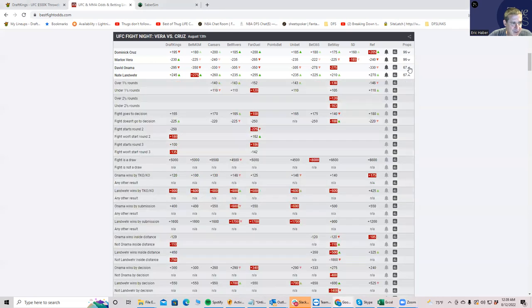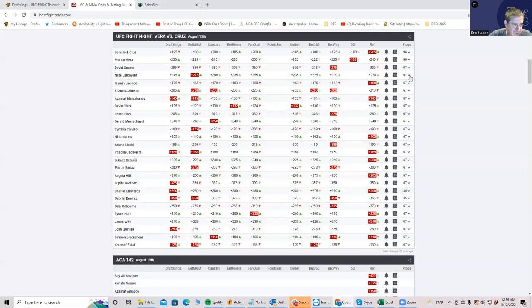In addition to that, you have an inside the distance prop, which is really strong. Fight doesn't go to decision, -225 in total. But more to the point, you have Onama, who's basically -120 to finish inside the distance, which is very, very strong. Now, you have a couple of other fights which are just like that, such as Bruno Silva versus Mearshart.